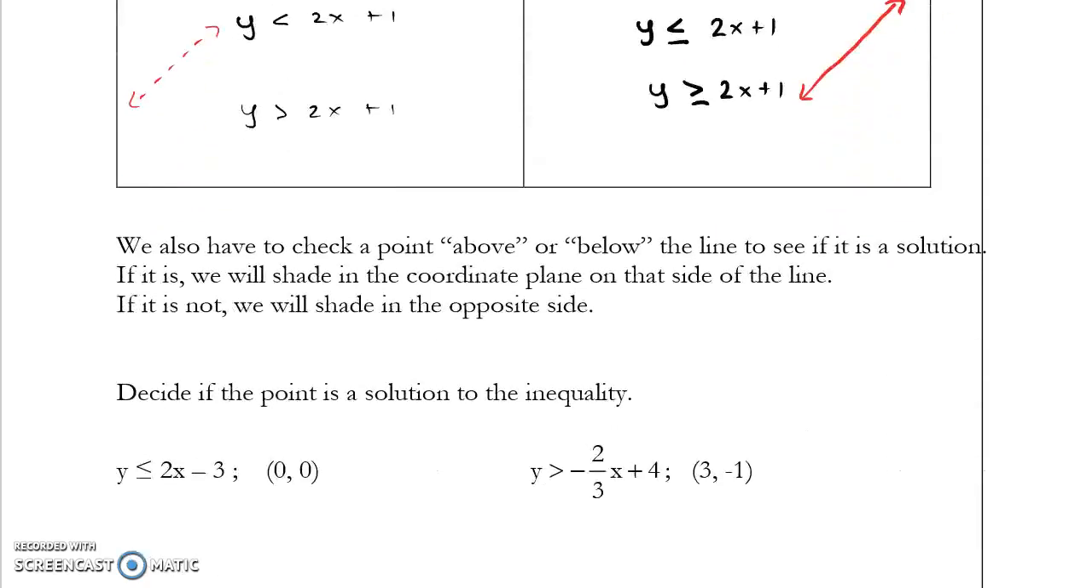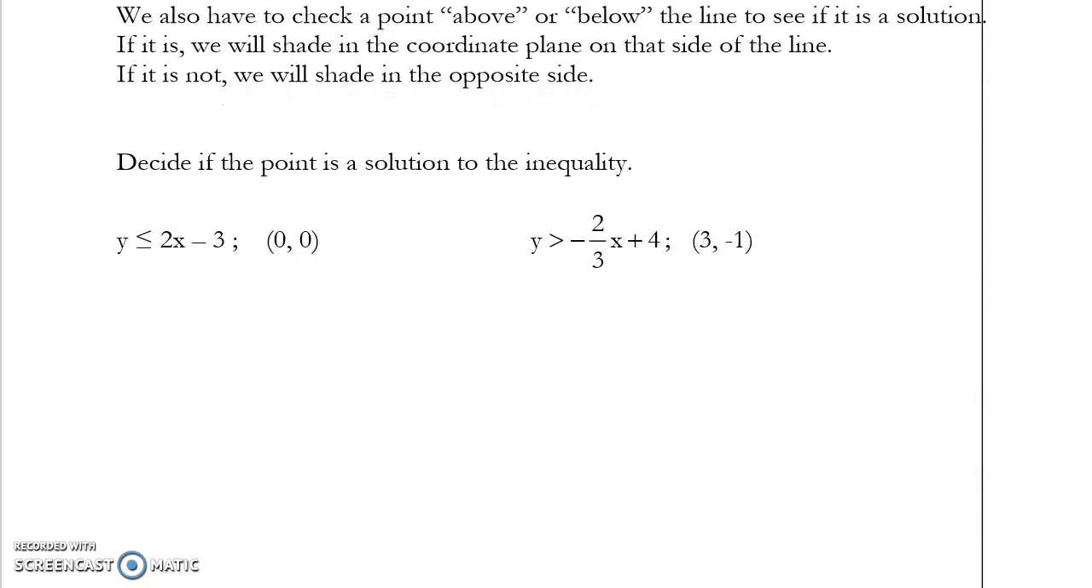One of the tools we'll need to do that is to be able to determine if a point is a solution. So to do that, we choose a point. Typically, we're going to choose (0, 0). That's going to be the best point to choose. We're choosing it because we want to plug these values in. This is telling me my x is 0 and my y is 0. Plug those values in and see if it's a solution to that inequality.